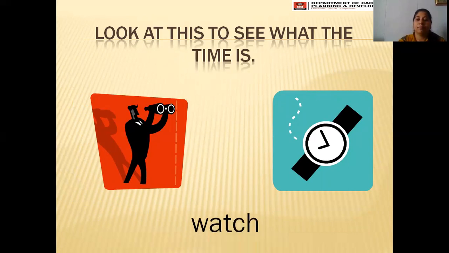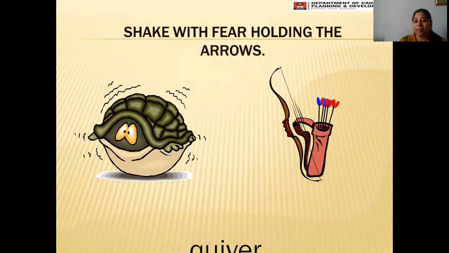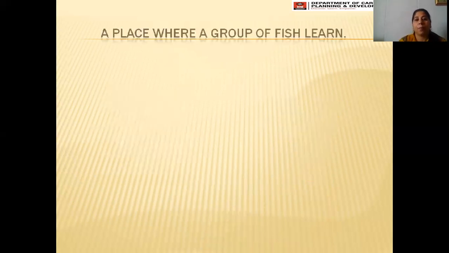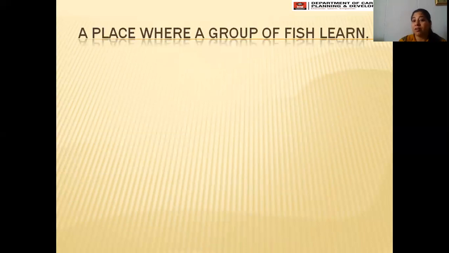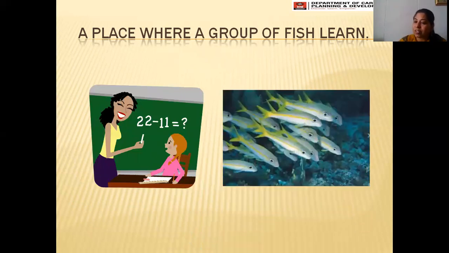This is watch. Shake with fear, holding the arrows. Now, what are we talking about here? We are talking about quiver. So, when we are very frightened of something, we quiver. And the other one is in which we are keeping our arrows. A place where a group of fish learn. So, here, a group of fish is also known as a school, and where we go to learn is also known as school. So, again, same word, same spellings, but completely different meanings.